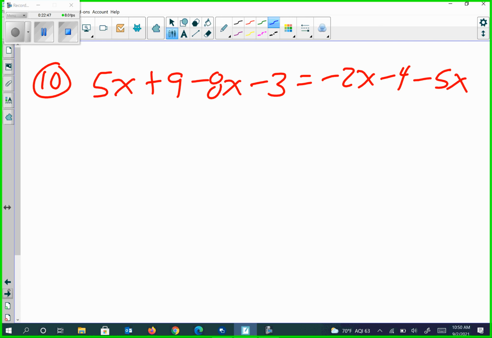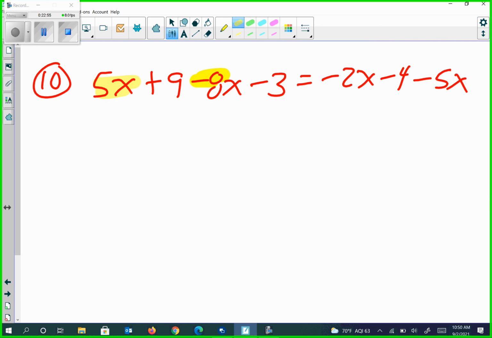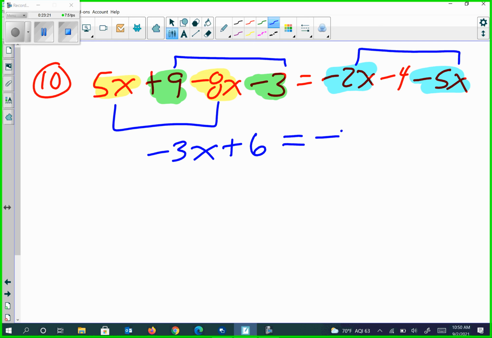All right, problem number 10. Fortunately, we don't have any denominators, but we do happen to have some like terms. So these are like terms. These are like terms. And these are like terms. I change colors just to show either one side or the other of the equal sign, or terms that are like terms. So if I combine those together, that gives me negative 3x. If I combine those together, it gives me plus 6. If I combine those together, that gives me negative 7x and minus 4.